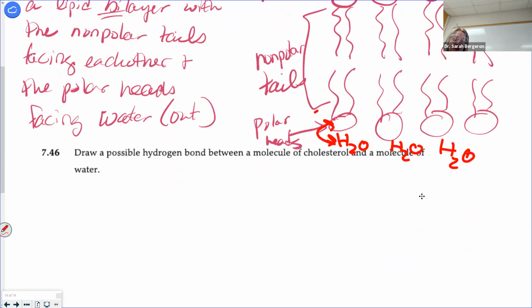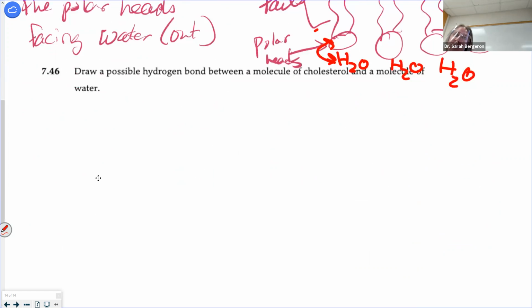So draw a possible hydrogen bond between a molecule of cholesterol, oh gosh, and a molecule of water. What does cholesterol look like? Do you have to be able to draw cholesterol? No, but you have to be able to kind of recognize what it looks like. That'd be kind of mean of me, right? So I'm going to draw cholesterol for you. And if this were an exam, I would give you this.